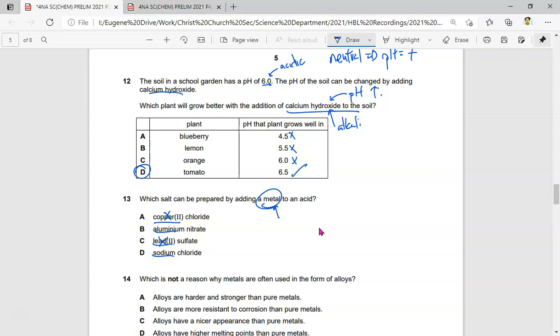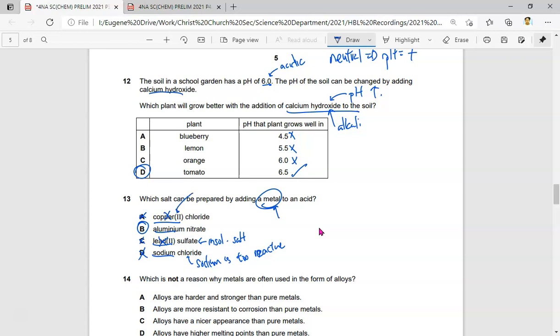In addition, lead 2 sulfate is an insoluble salt, so you will not use metal to acid. That's why C is also out. A is also out. Now I'm left with B and D. Which one is the correct answer? The answer will be B and not D. Why not D? Because sodium is too reactive. If it is too reactive, there will be an explosion. As such, you will not use sodium added to an acid to prepare sodium chloride. So the answer left is B, aluminium nitrate.